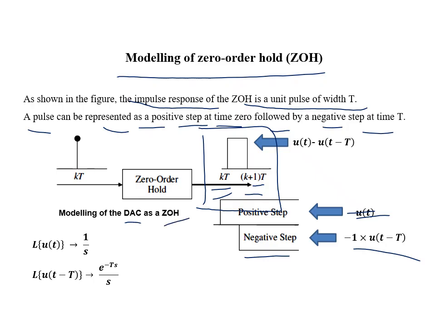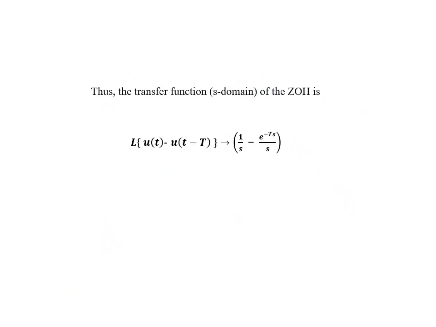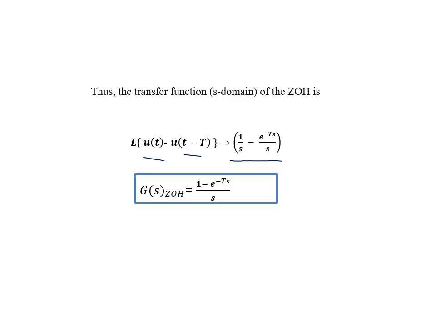We have the Laplace of the unit step equals 1 divided by s, and for a unit step shifted by time T, we have e power negative Ts divided by s. Then the Laplace of u of t minus u of t minus T equals 1 over s minus e power negative Ts divided by s. We have s as a common factor. We have 1 minus e power negative Ts divided by s.